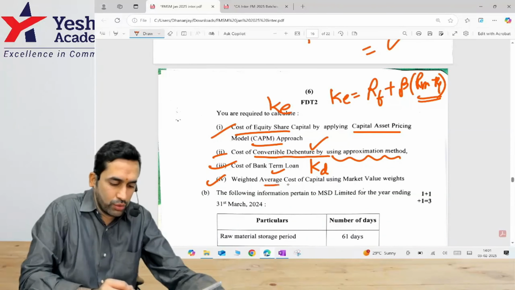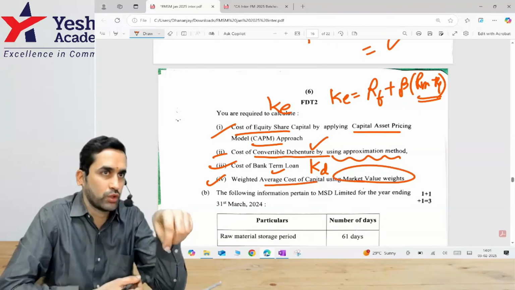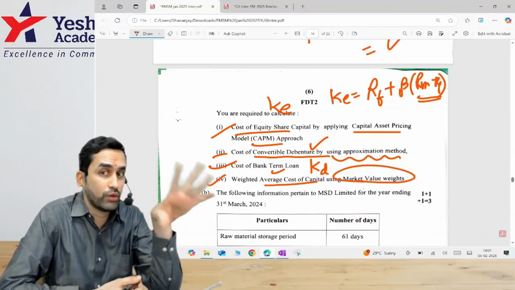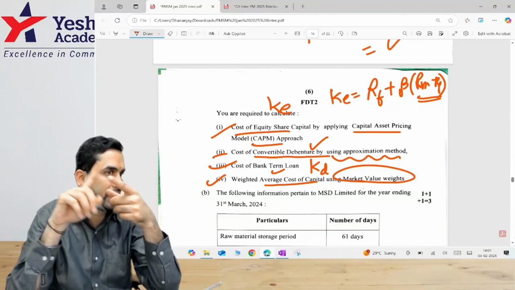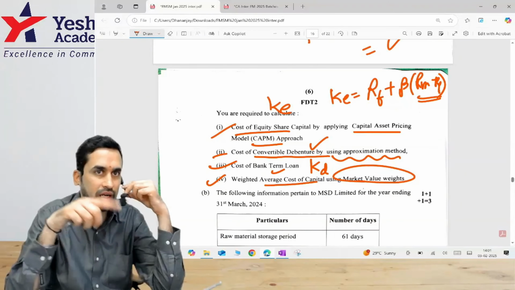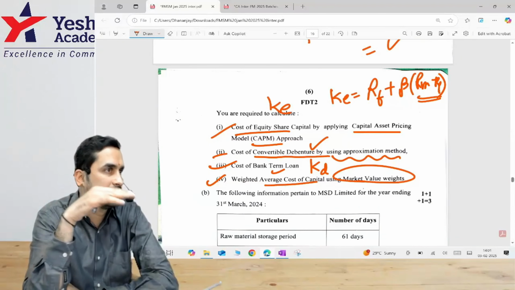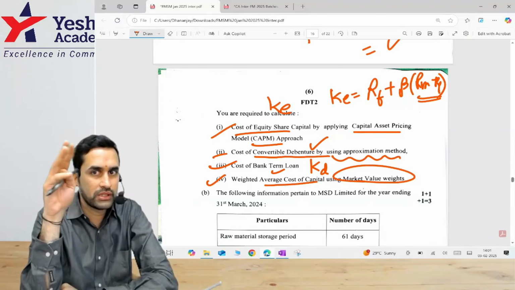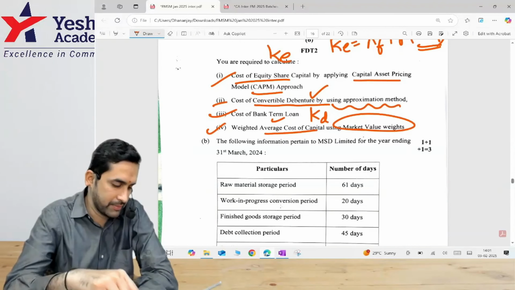Then they want you to do WACC using market value. List out the sources and their market value, not book value. And then assign the weights. And then you have to bring KE, KD. And here there are 2 debts, one debenture and one more was the loan. So your answer will have equity, convertible debenture, bank loan, amounts, weights, and then cost into weight.